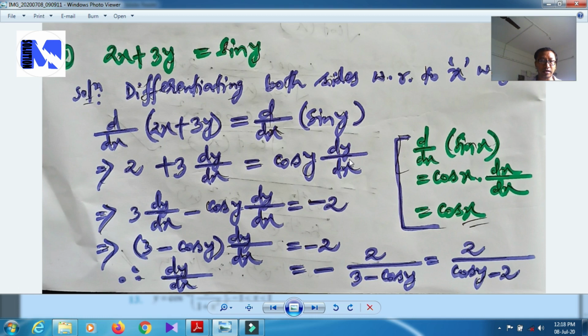Now the terms containing dy by dx you take to the same side, and the other term you take to the other side. So 3 dy by dx minus cos y dy by dx equal to minus 2. Then you take dy by dx common. This part you will get. Then you divide minus 2 by this part. The minus I have multiplied here. Cos y will come as positive, and this should be 3, oh sorry, I have made a mistake here. It will be 3. I think you understood it, isn't it?